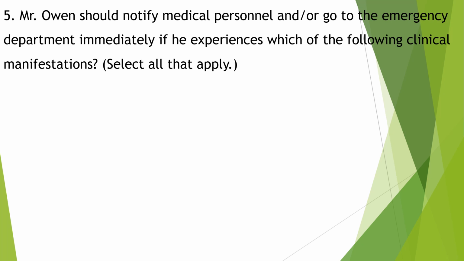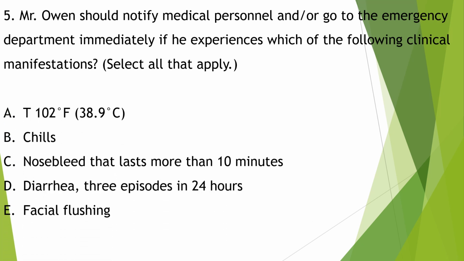Mr. Owen should notify a medical professional or go to the emergency department immediately if he experiences which of the following clinical manifestations? Select all that apply. Temperature 102, chills, nosebleed that lasts more than 10 minutes, diarrhea 3 episodes in 24 hours, facial flushing. So here temperature 102 °F and chills. These are two signs of infection. Patient needs to go to the emergency department. And also the third one, nosebleed that lasts more than 10 minutes. That is also an emergency because of thrombocytopenia.